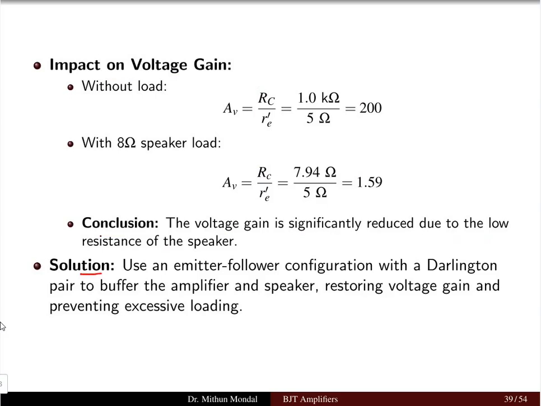So the solution we can discuss here is that we use an emitter follower configuration with a Darlington pair to buffer the amplifier and the speaker, restoring the voltage gain and preventing any excessive loading. If we have only the emitter follower, the problem will be there, but if you use the Darlington pair together, then it will act as a buffer between the amplifier and the speaker, and you will have the voltage gain restored without any excessive loading.